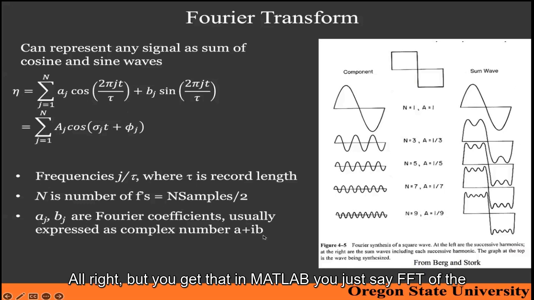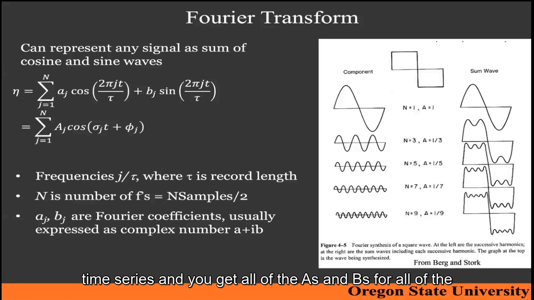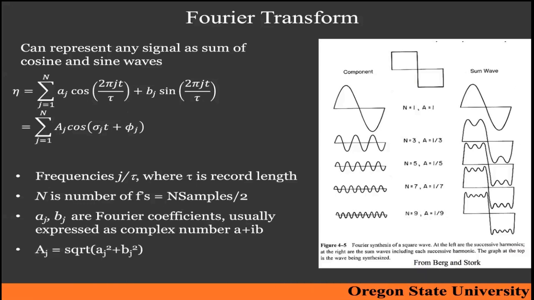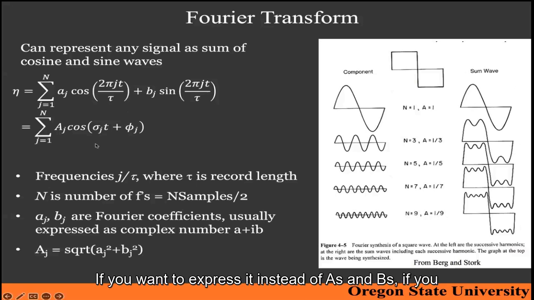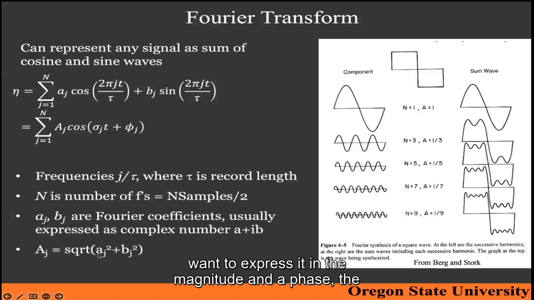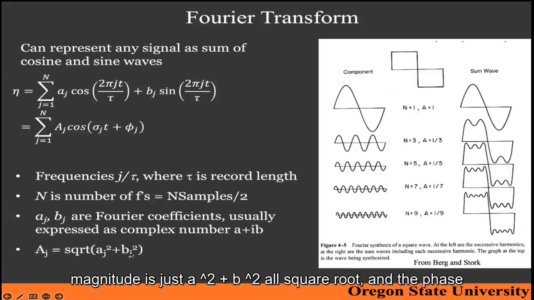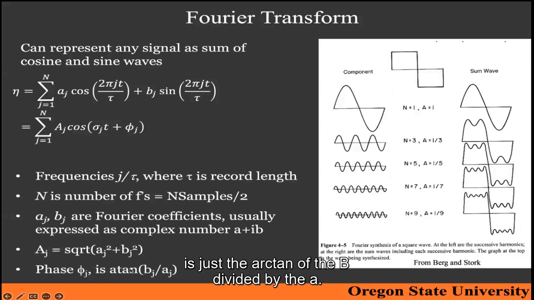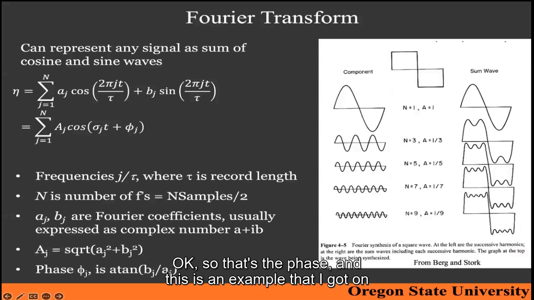In MATLAB, you just say FFT of the time series, and you get all of the A's and B's for all of the frequencies. If you want to express it instead of as A's and B's as a magnitude and a phase, the magnitude is just the square root of A squared plus B squared, and the phase is just the arctan of B divided by A. Okay. So that's the phase.